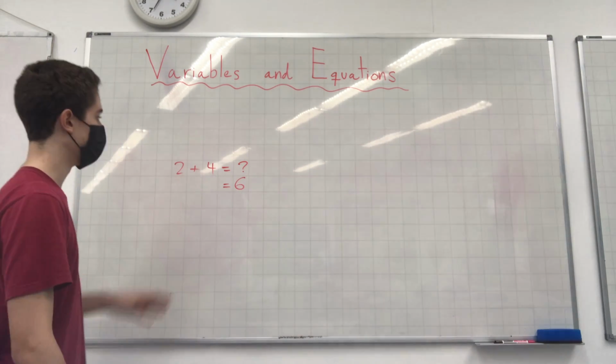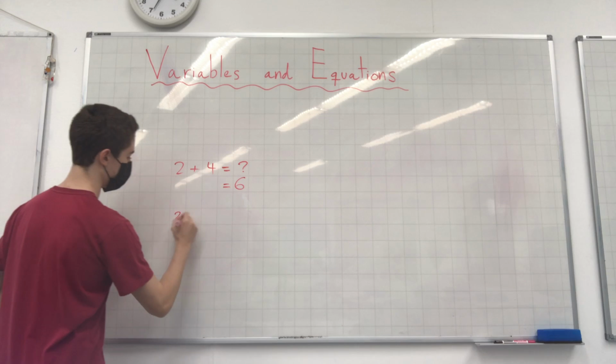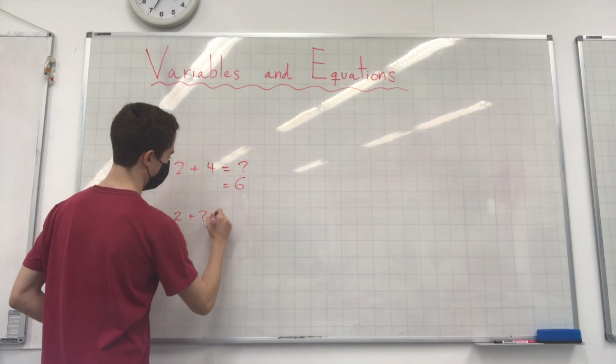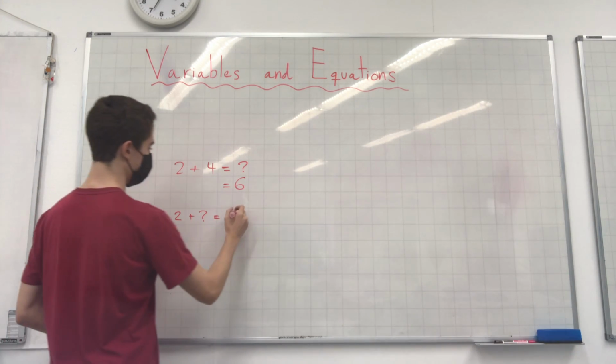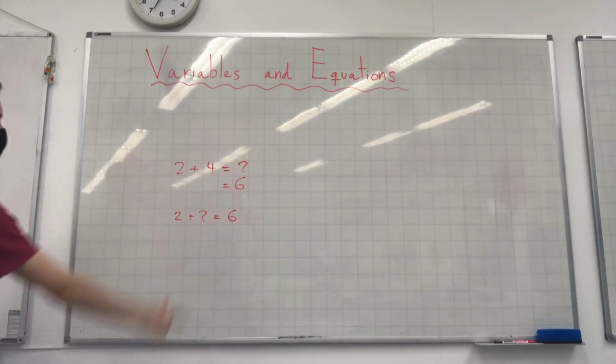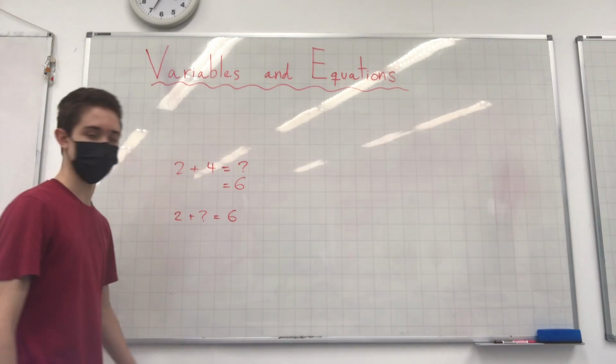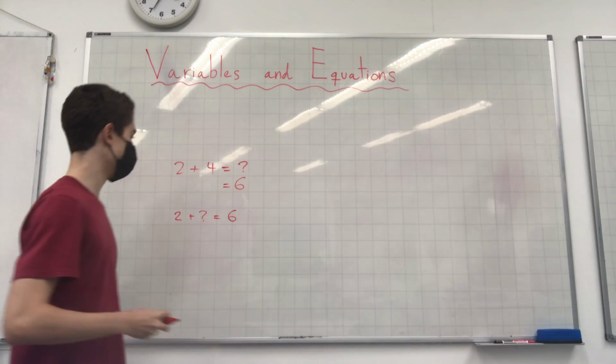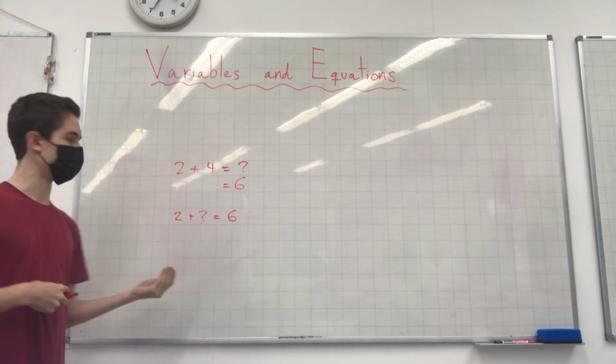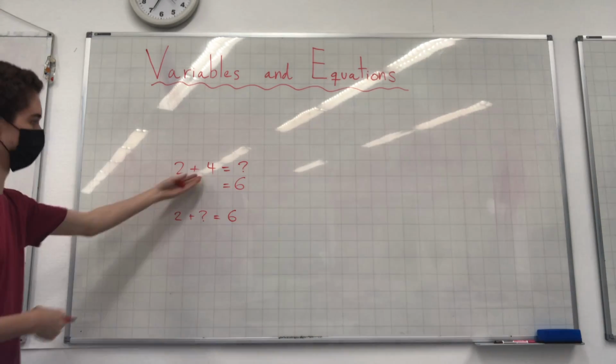But now, what if you had your final answer and you didn't have one of your addition numbers? What if you had 2 plus something, right? So your problem was 2 plus something equals 6. And the something is this thing that you don't know, but you know that the final answer is 6. So if you look at this problem, you probably can just figure out that it is 4, just like it was up here, right?